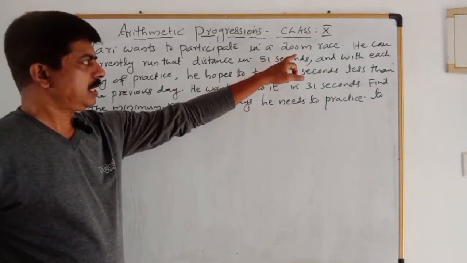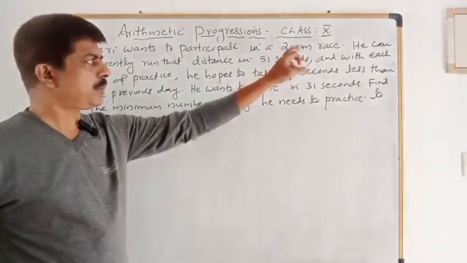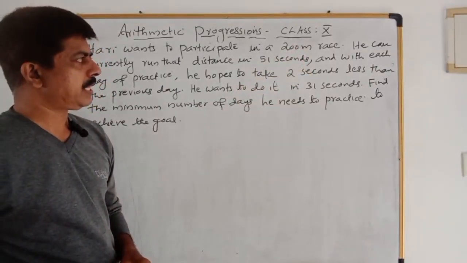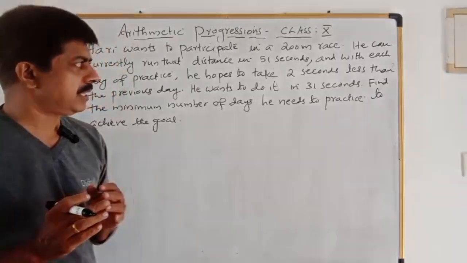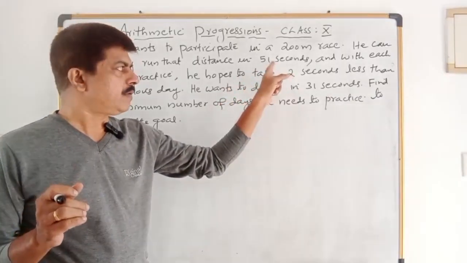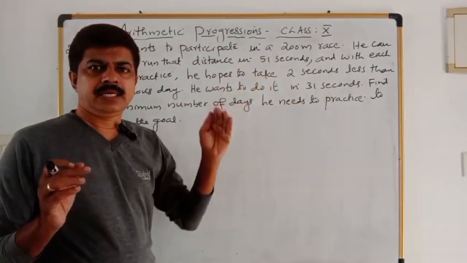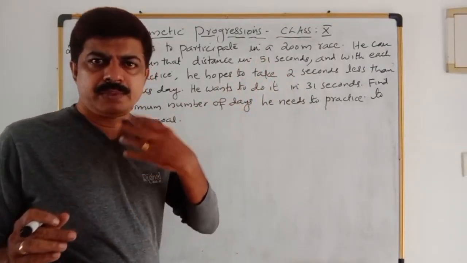Hari wants to participate in a 200-meter race. At present, he can cover the 200-meter distance in 51 seconds. But with each day of practice, he wants to minimize the time.